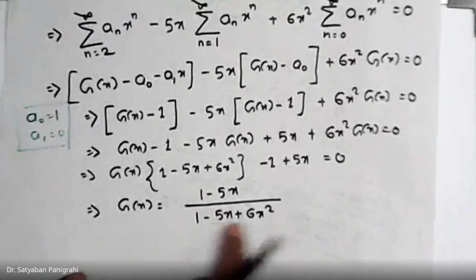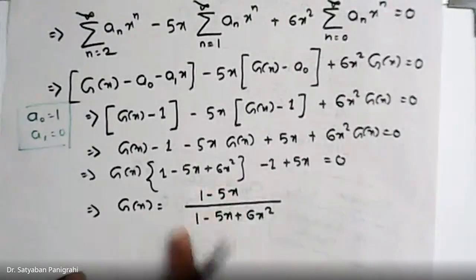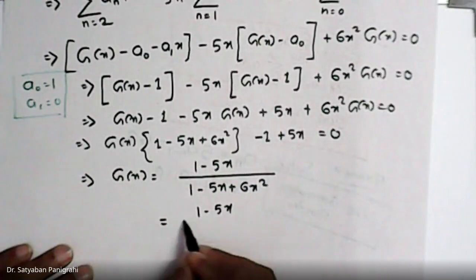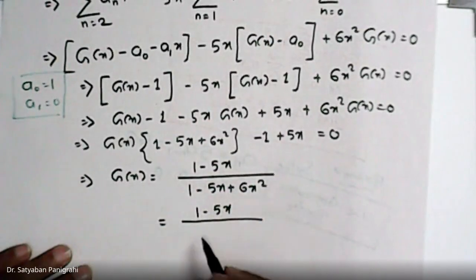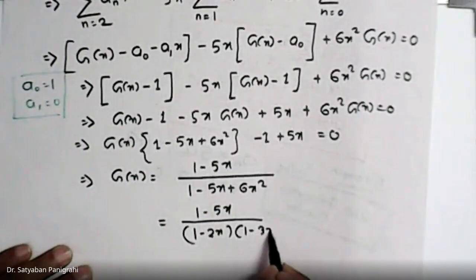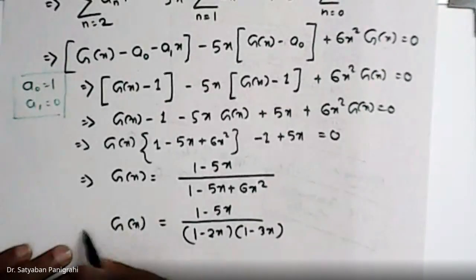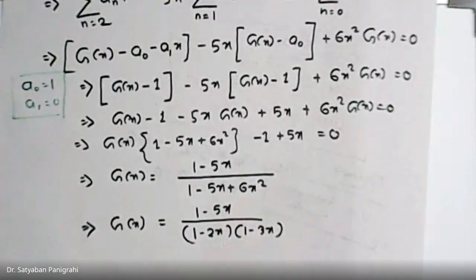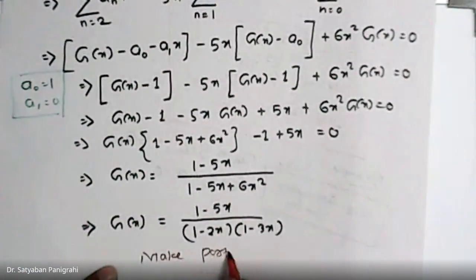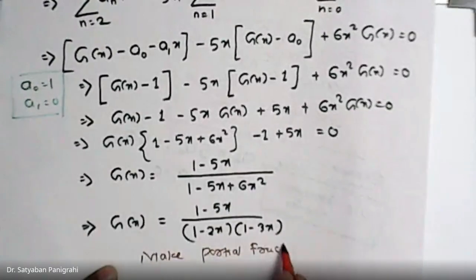Okay. Now what do I do? Now, as the denominator is 1 minus 5x plus 6x square, I can factorize it. So this can be written as 1 minus 5x divided by, after factorizing, 1 minus 2x into 1 minus 3x. So g(x) equal to 1 minus 5x divided by 1 minus 2x into 1 minus 3x. Now, the next work is to make partial fractions of this function.